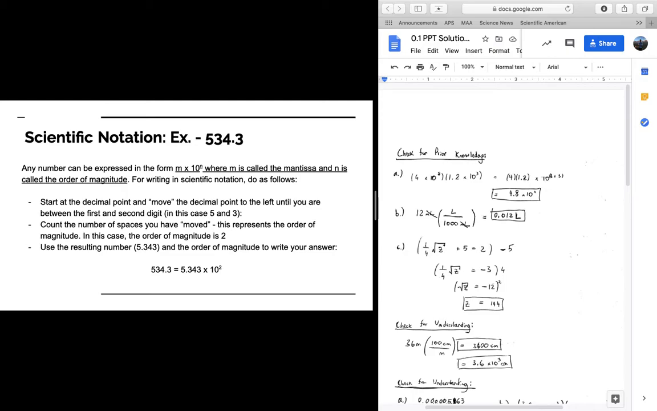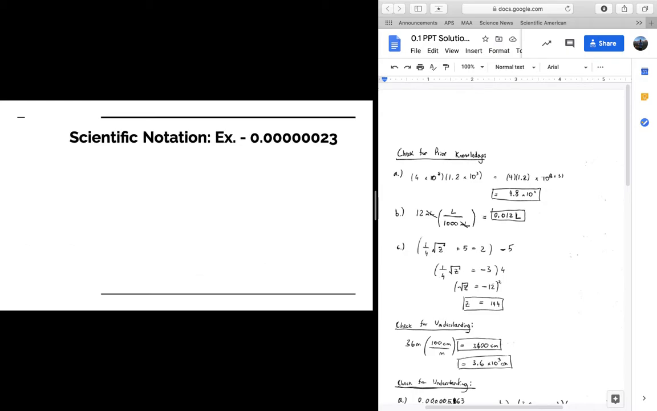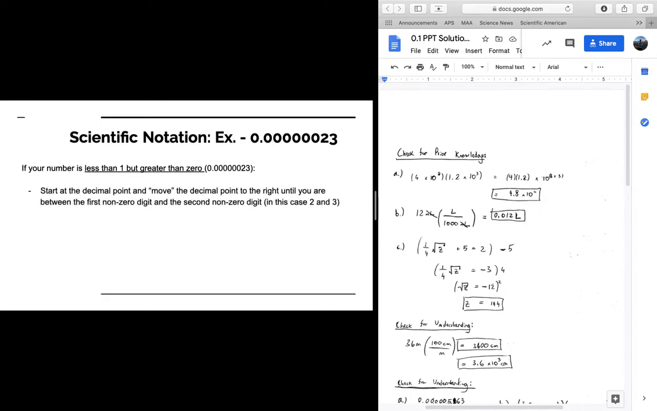So let's now take a look at a case where a number is greater than 0 but less than 1, such as 0.00000023, or 0.60's Michael Jordan, for those of y'all who are basketball fans. Okay? So if your number is less than 1 but greater than 0, here's the strategy we're going to follow. We're going to start at the decimal point and move the decimal point to the right until you are between the first non-zero digit and the second non-zero digit. In this case, what would be 2 and 3. So move it all the way over all the spaces until it's between 2 and 3.